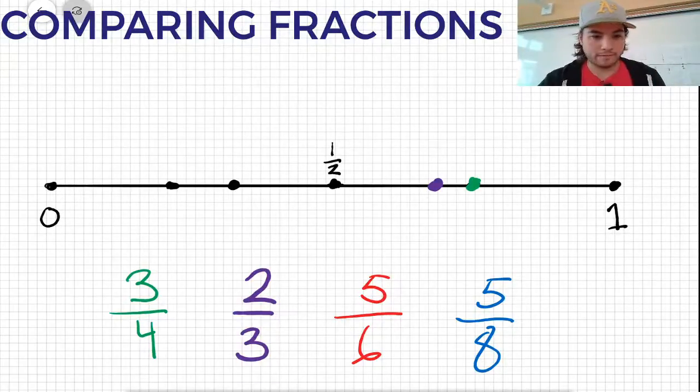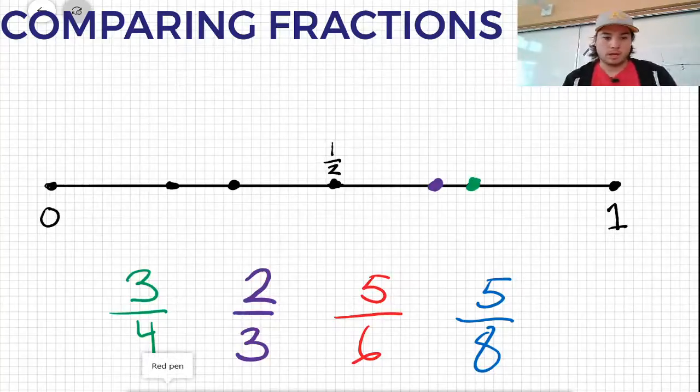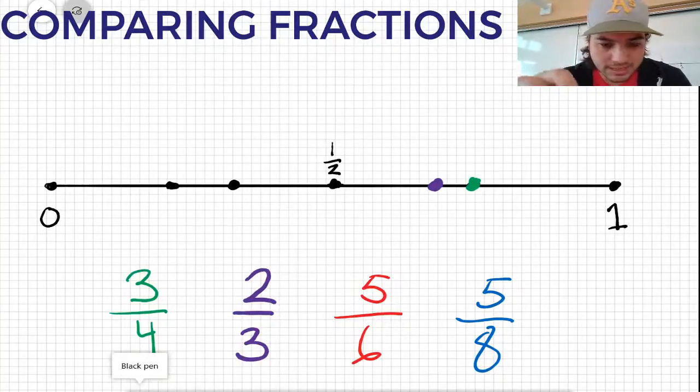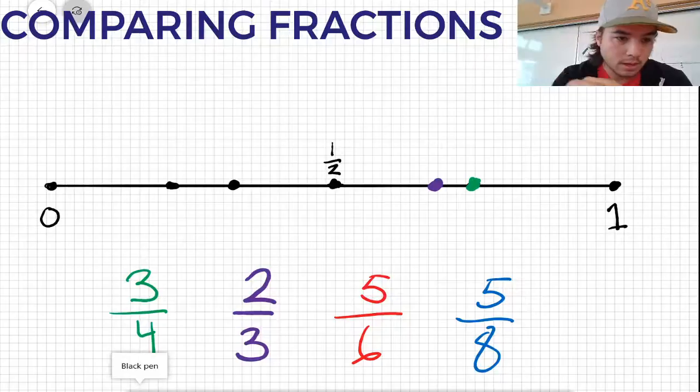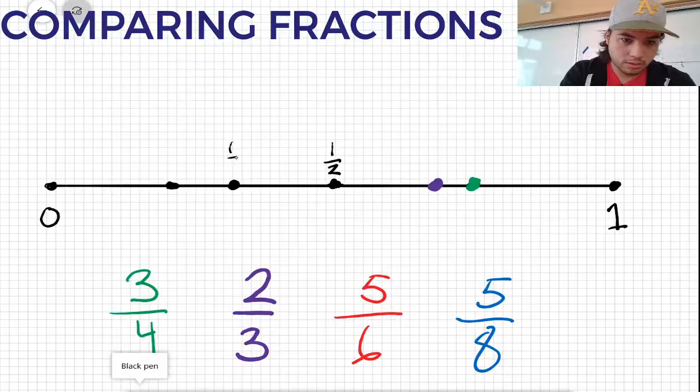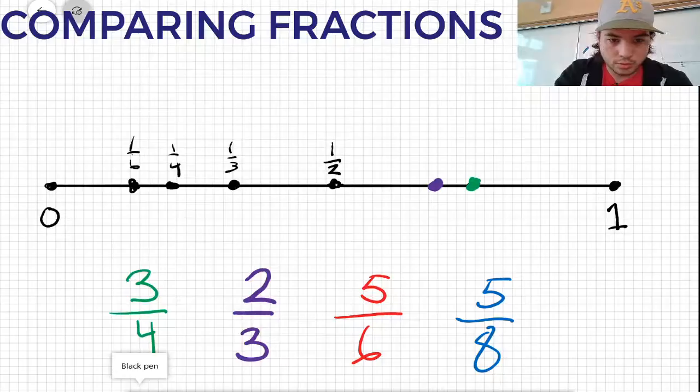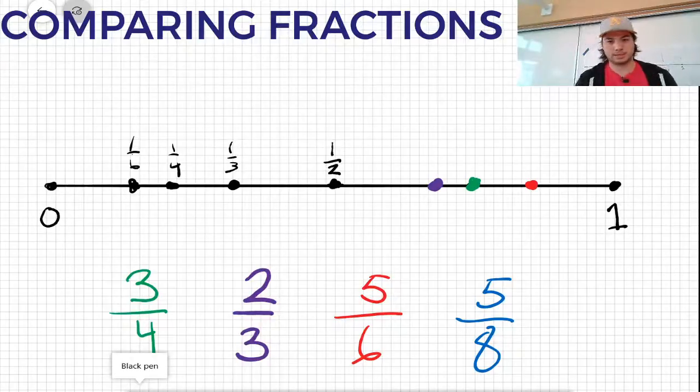Okay, next one, 5/6. We want to remember that 6ths are basically taking those thirds and cutting them in half. So our 1/2 would be 3/6. The distance between a third and 0, halfway in between, is about 1/6. Then 1/6, 2, 3, 4, and about halfway in between 2/3 and a whole is going to be our 5/6.